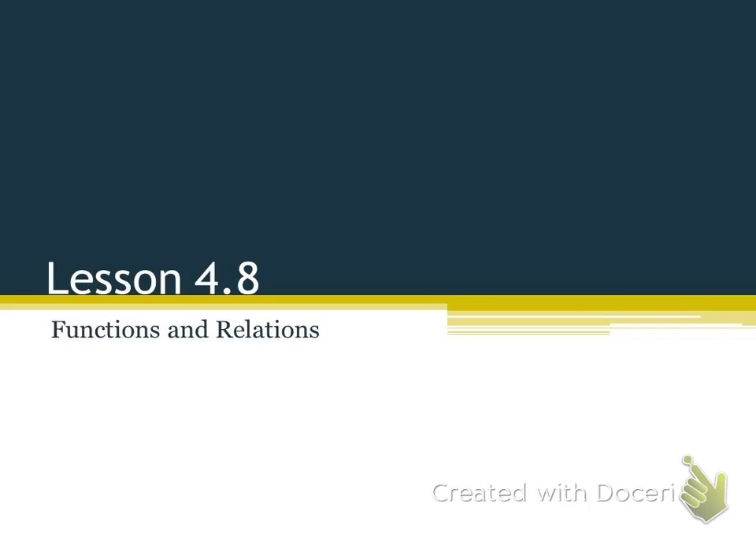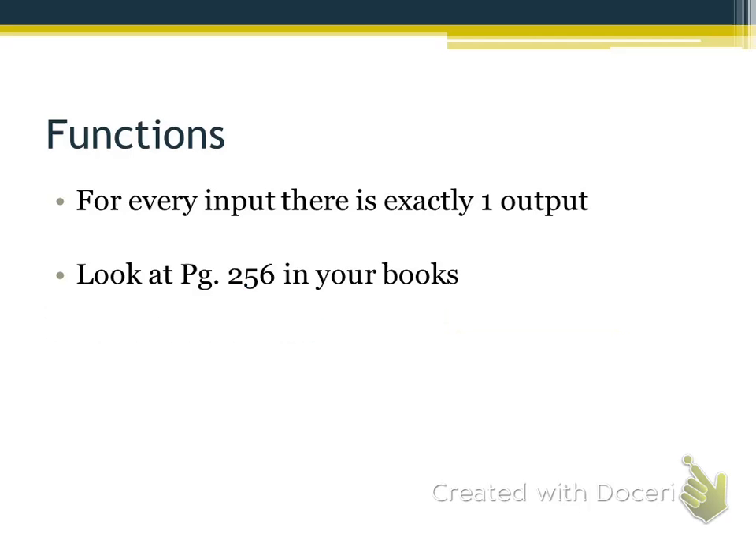Lesson 4.8 is functions and relations. So what this has to do with is, if you remember all the way back in chapter 1, we talked about functions. And for an equation to be a function, for every input, there has to be exactly only one output, okay? So open up in your books to page 256, and I'm going to write on this slide kind of what page 256 says, and this will be sort of our example 1.